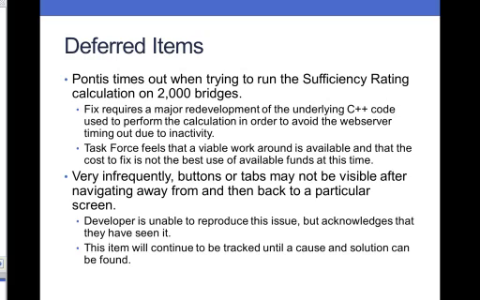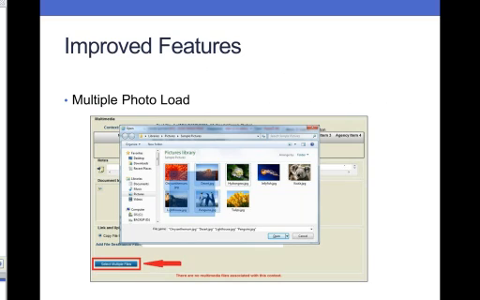There's no sequence of steps that you can do to always reproduce it. So if any user ever comes across a series of steps that reproduces this, let us know, and we'll use that to fix the problem. So those are the two deferred items.